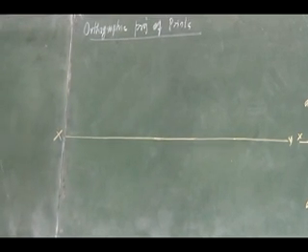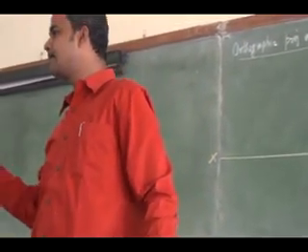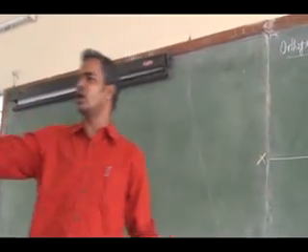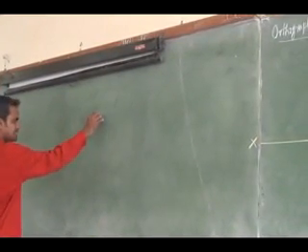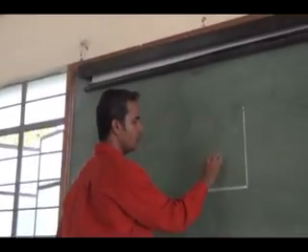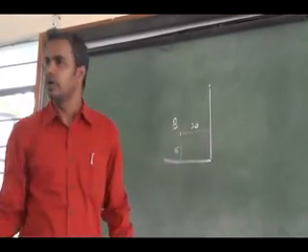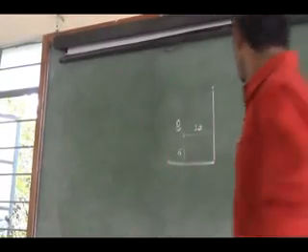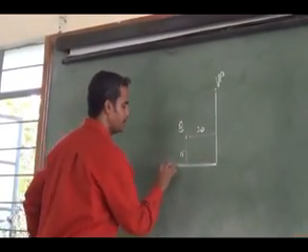What is the first subdivision? 15 mm above and 20 mm behind. It falls on which quadrant? Second quadrant. So I can draw the second quadrant like this. The point is 15 mm above, and 20 mm behind. This is the vertical plane and this is the horizontal plane.